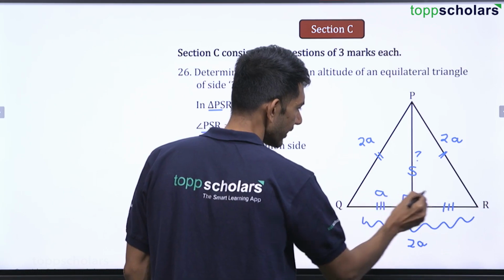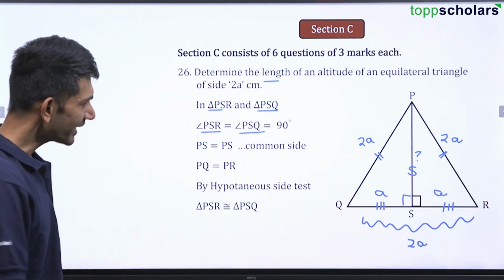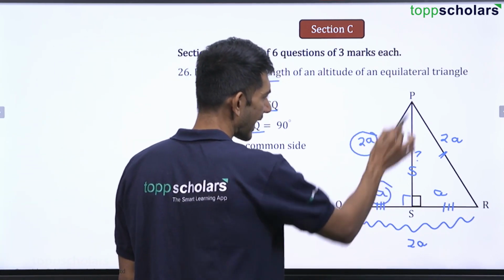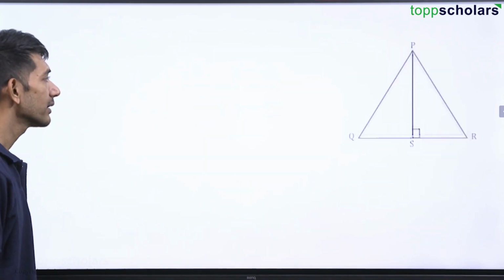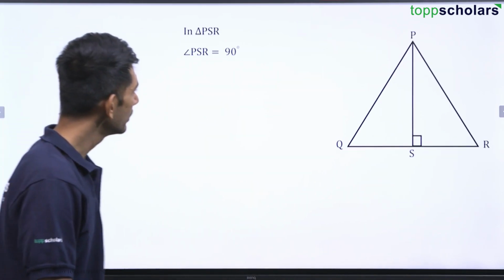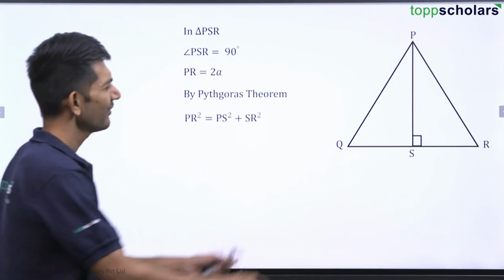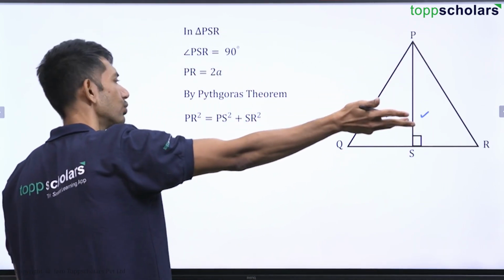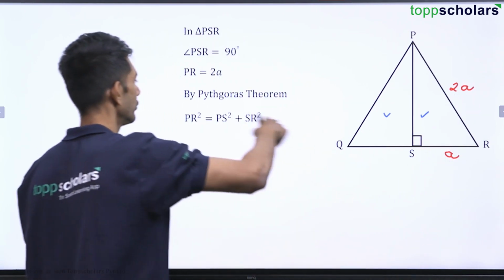So this is A, this is A. Correct? Now once you get this A, this is 2A, this is A, can I find out the length of the altitude with the help of Pythagoras theorem? I can do that. So let's apply Pythagoras theorem to find out the length of the altitude. Correct? We can take either of the triangle. You can take this, you can take this. They have taken the right side triangle, which is okay, no problem at all. 2A, here we have A. Solve this further.